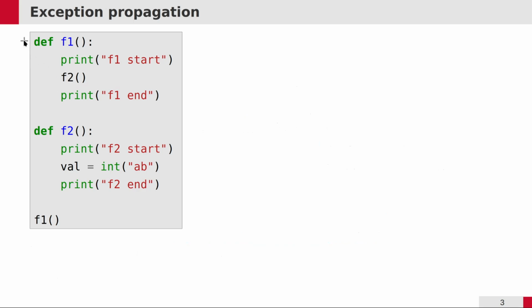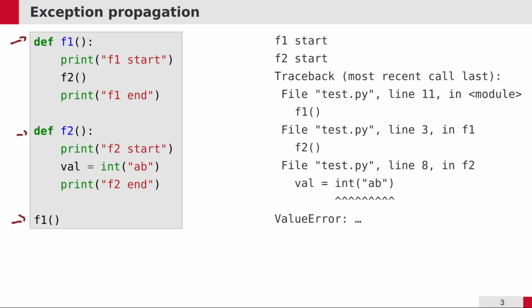We are looking at this code here. We have two functions, and the first function is called, and then the first function calls the second function, and in the second function we are doing something which cannot be done by Python, again converting something meaningless into an integer, which should raise an exception. If we let it run, we will see that f1 start is printed, f2 start is printed, and then I have only the error message showing me the place where the error happened, and also showing me that it was a value error with the message which I just omitted here.